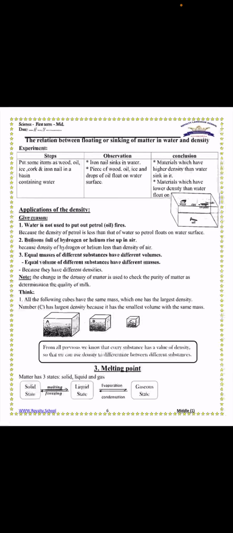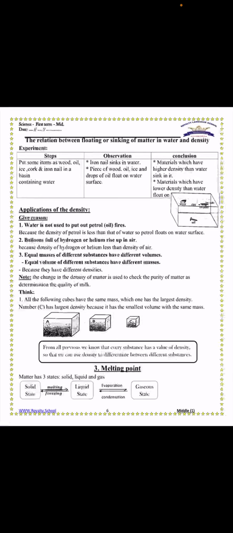Applications of density: water is not used to put off petrol fires. Why? Because the density of petrol is less than the density of water, so the petrol will float on water and doesn't put off the fire. Balloons filled with hydrogen and helium go up. Why? Because hydrogen and helium have lower density than air.